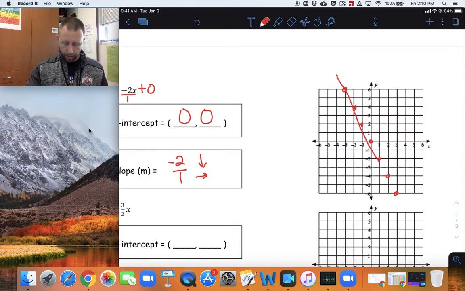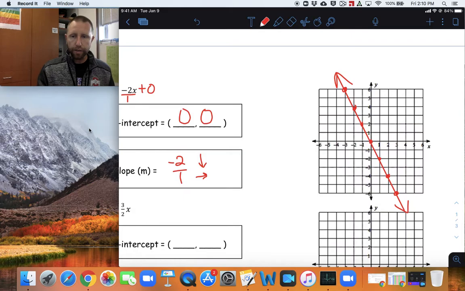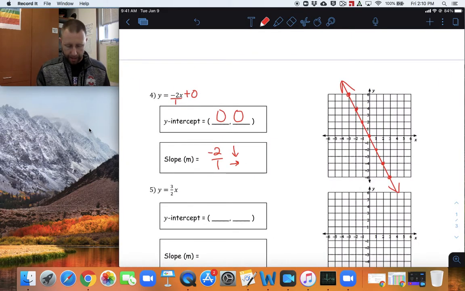And then now that we have all of the points drawn, we can draw this nice, almost perfectly straight line connecting all of those dots. Not bad.